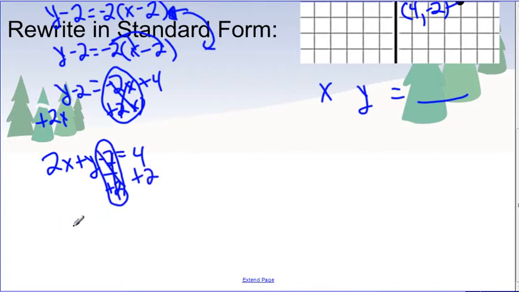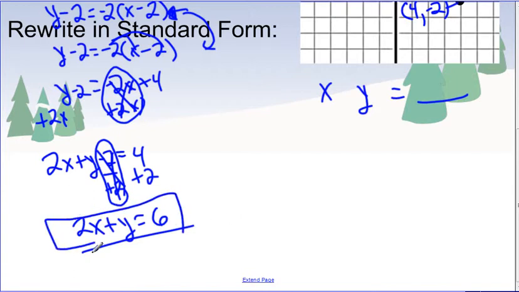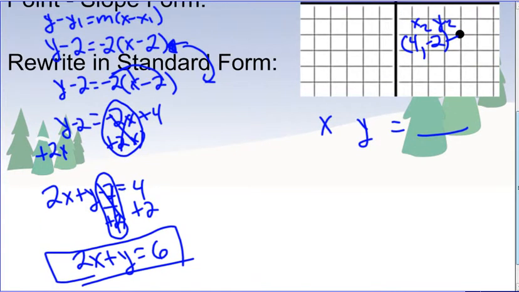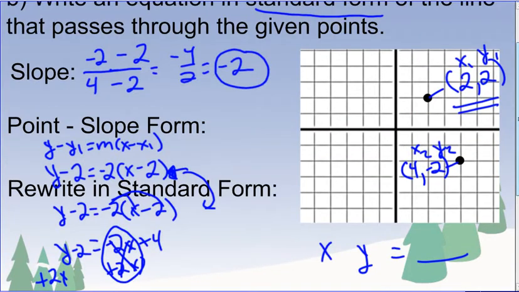What do we have? Well, we have 2x plus y, he's gone, equals 4 plus 2 is 6. And that's standard form. We have all the x's and y's on one side, everything else on the other side. That is standard form. So that's how we do it. That's probably the simplest method of doing it.